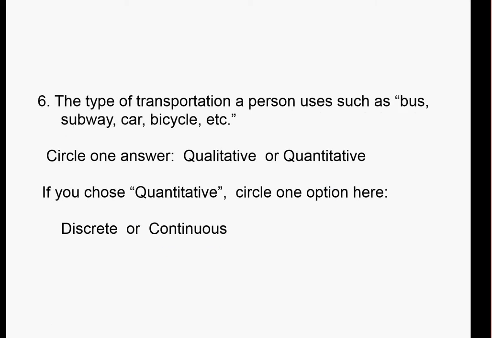The type of transportation a person uses, such as a bus, subway, car, bicycle. These are different types of transportation. There are different categories of things. They are different in kind. So this is a qualitative variable.